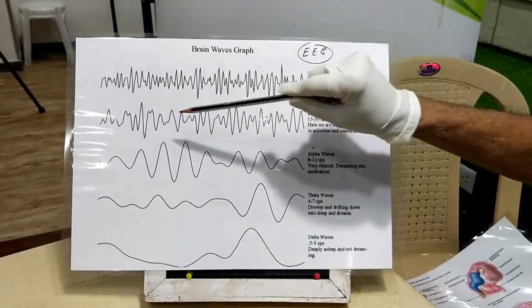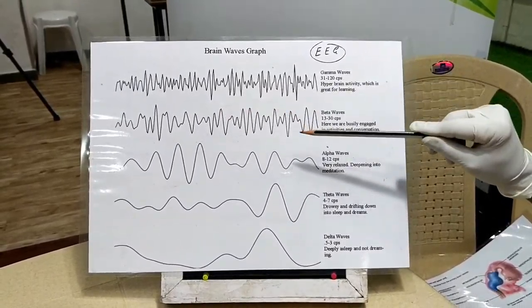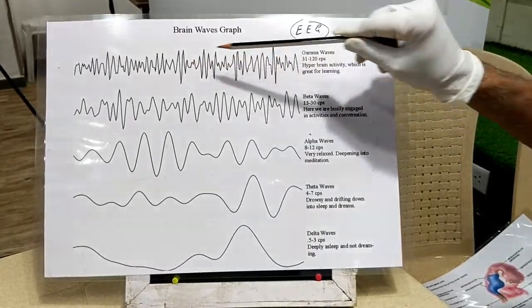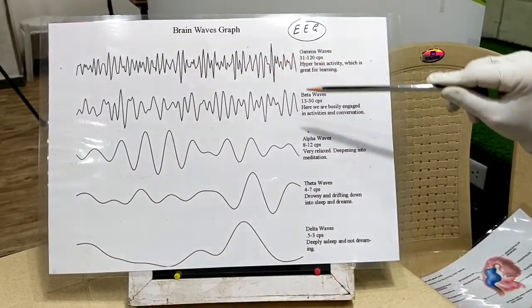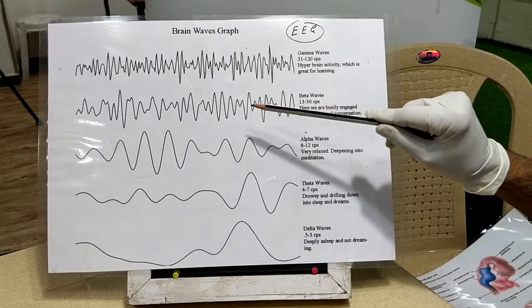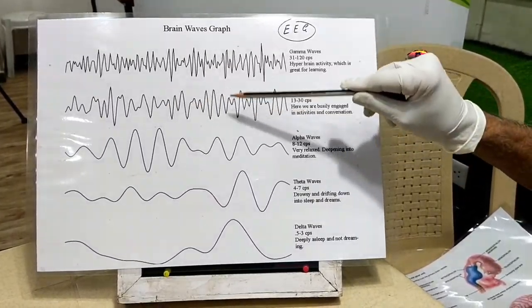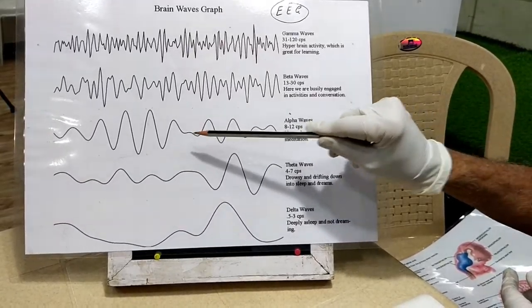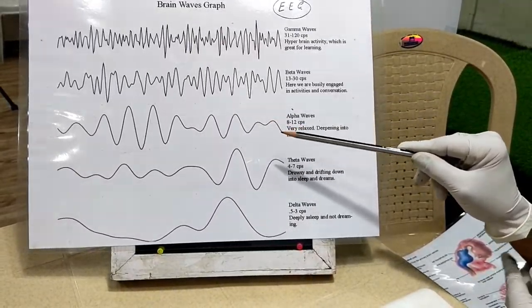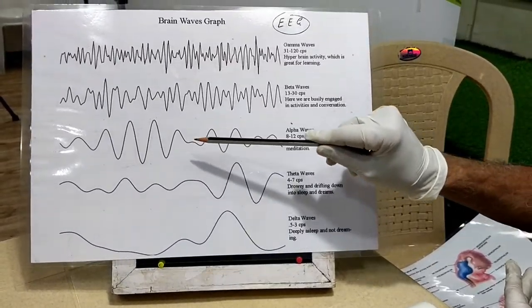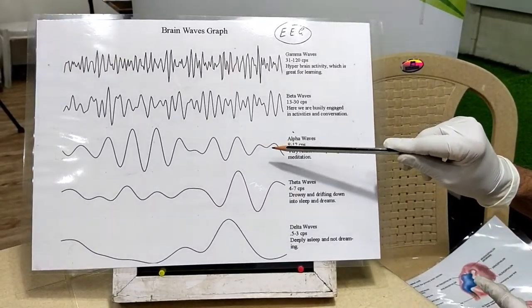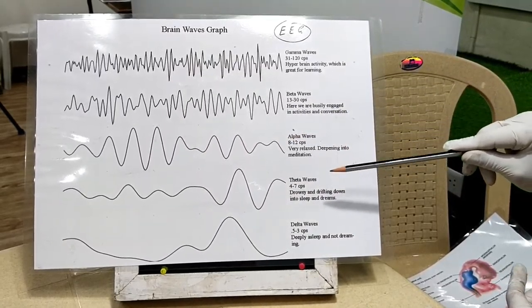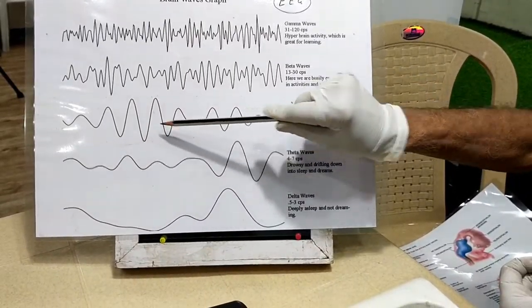Then suppose you are just chatting with each other lightly, even then your brain is busy, but not as busy as it is in the process of learning. So this may be busy and you're talking with someone. So these are beta waves. And the frequencies are mentioned here, which I am not going to talk about. When you are relaxed, suppose you are doing meditation, then your waves will become slow and their amplitudes will also change. And these are the alpha waves.